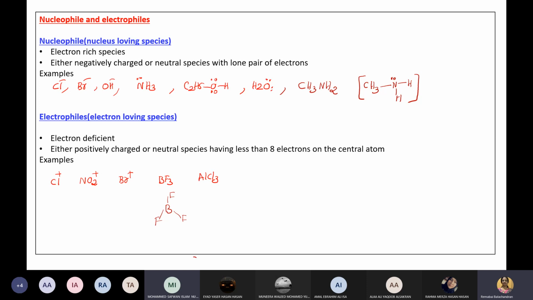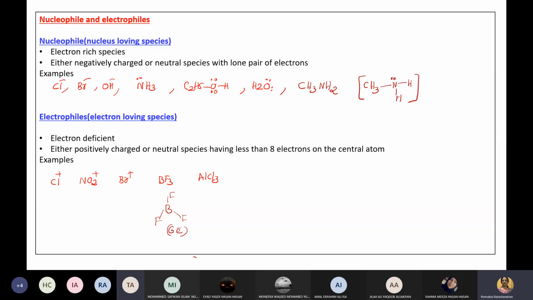Okay, boron is from the 13th group. How many valence electrons does it have? 3. Is there any lone pair on the central atom? No. Around boron, in total how many electrons are there now? Total electrons, not the valence electrons. 6 electrons, which is less than 8. You understand what I meant?